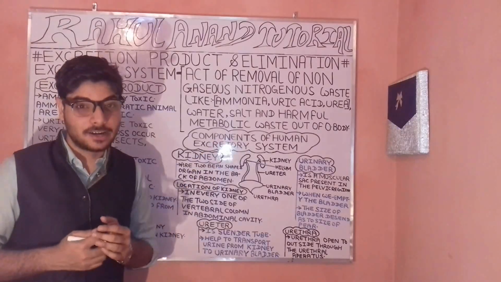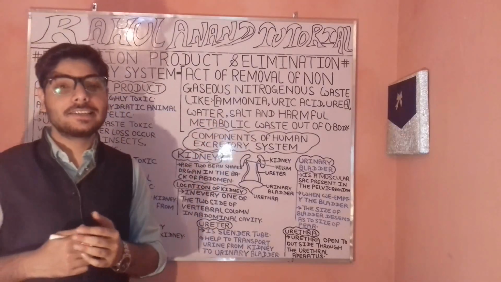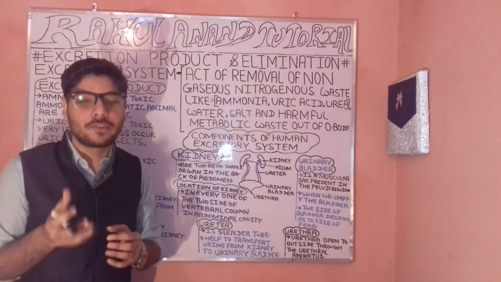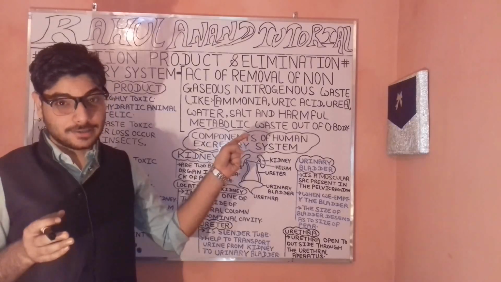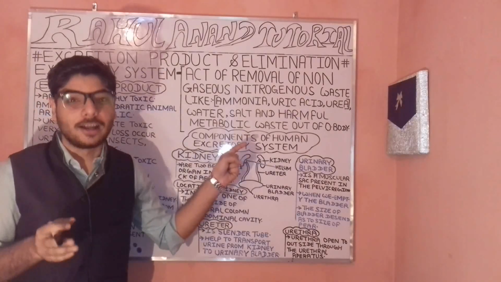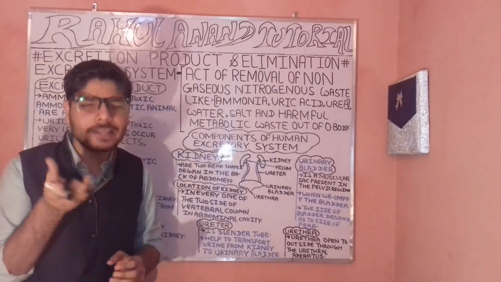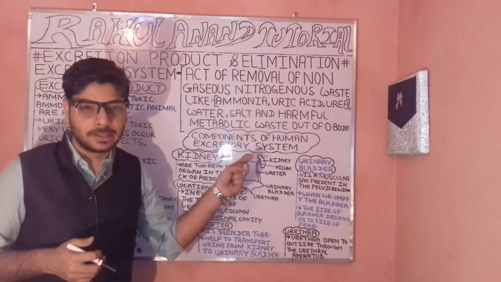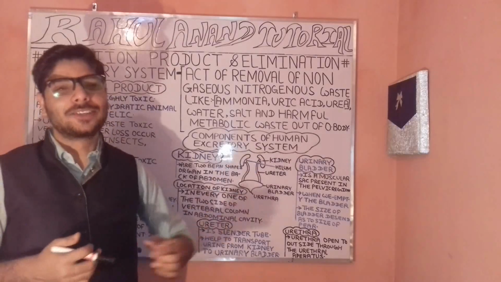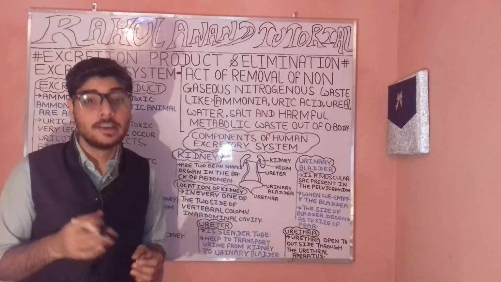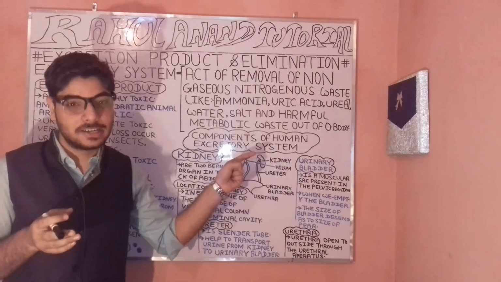So now let's understand what the excretory system is. The excretory system is the act of removal of non-gaseous nitrogenous waste such as ammonia, uric acid, as well as urea. Often we also have other parts in it, such as salts, water molecules, as well as harmful metabolic waste.